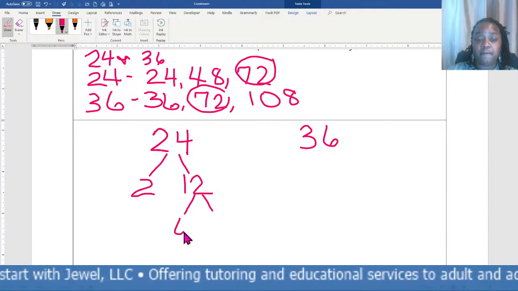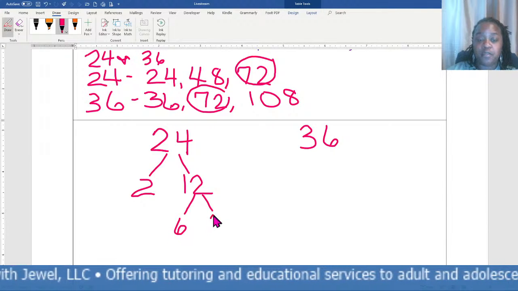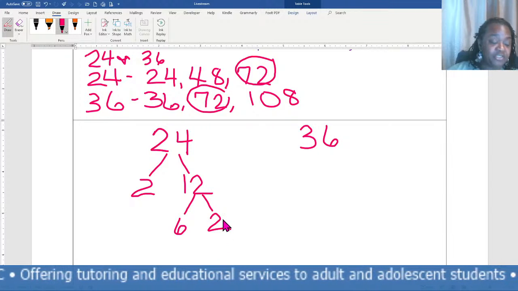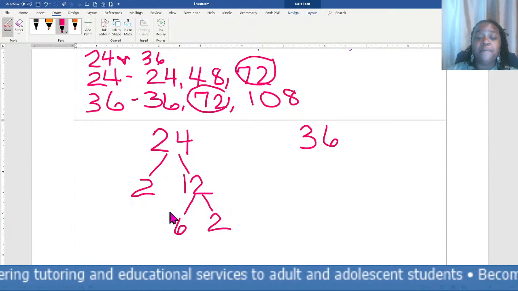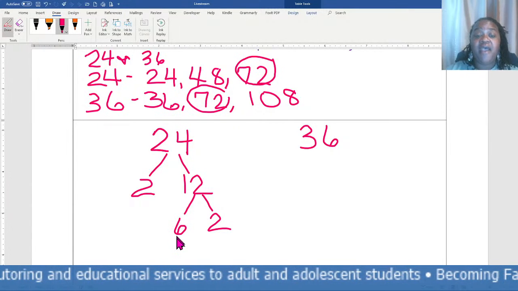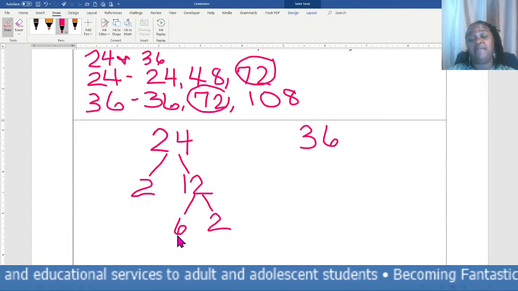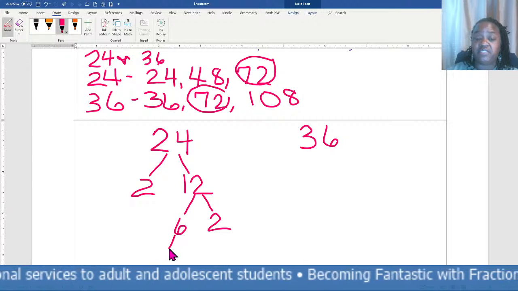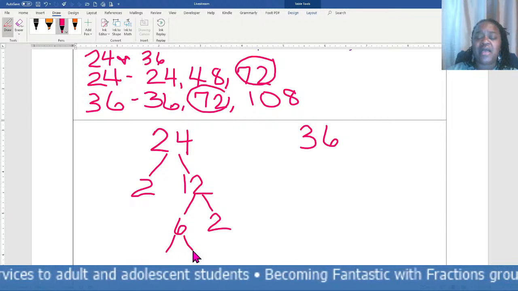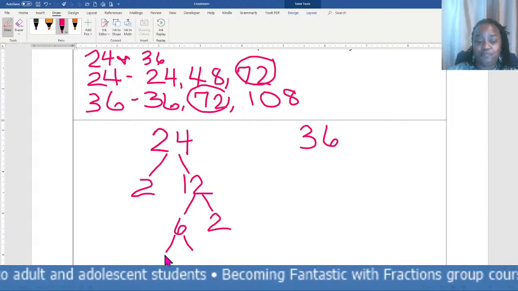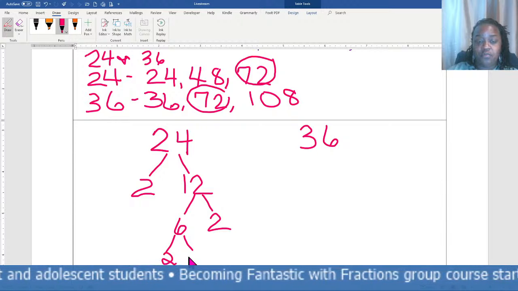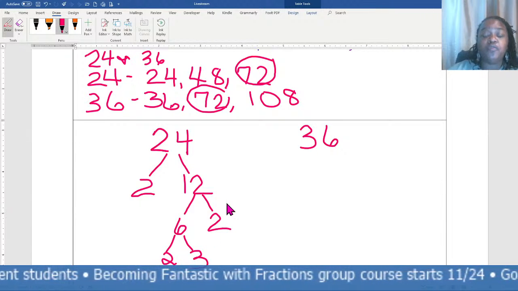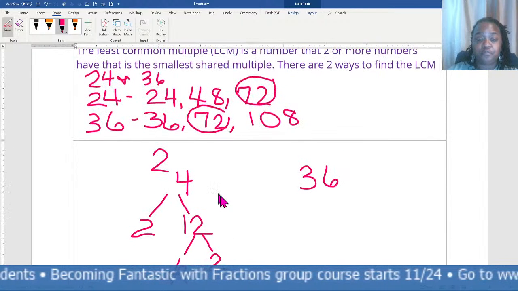6 and 2. There's my 2 again. It's prime. There's nothing else I can do with that. But with the 6, I can go even further and pull out more factors of 6. So what are the two factors of 6? What two numbers do you multiply together to give you 6? 2 and 3. So those are the factors of 24.